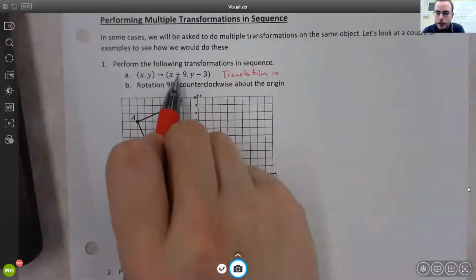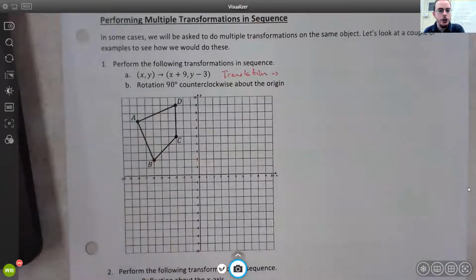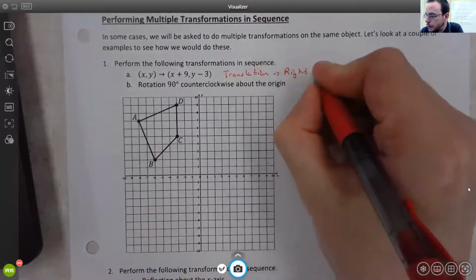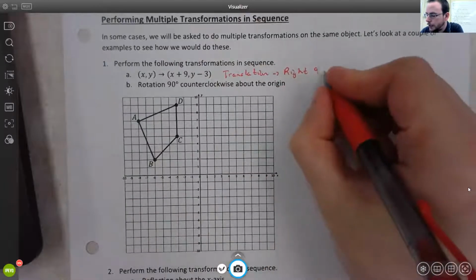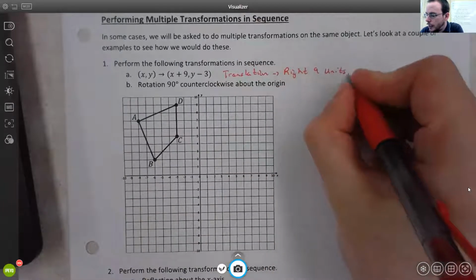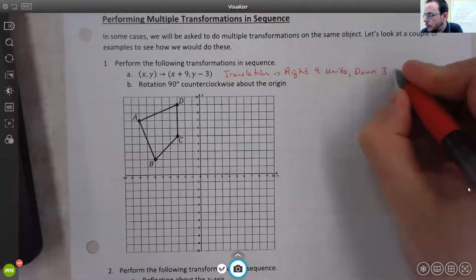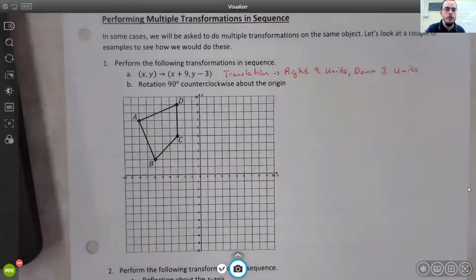And if you're adding 9 to the x, you're going to the right 9 units, because right is the positive direction. And you're going down 3 units for your y.